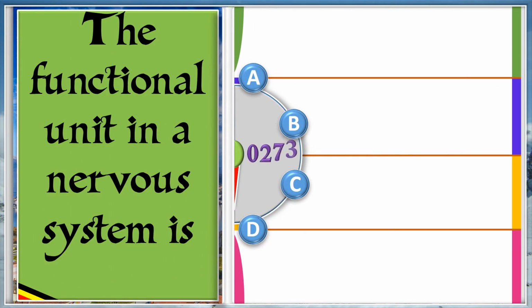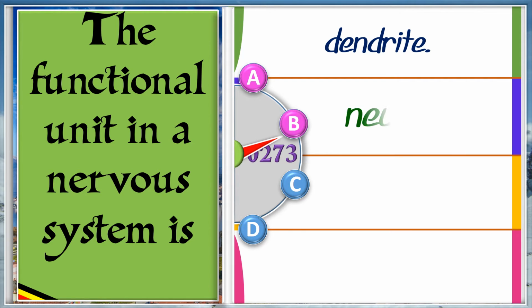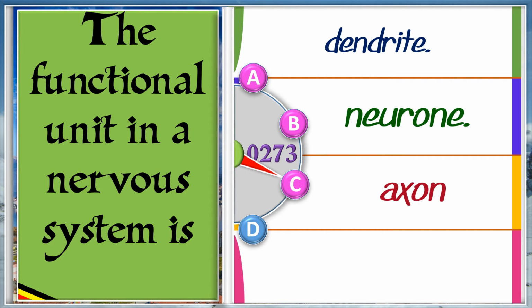The functional unit in a nervous system is: A. Dendrite. B. Neuron. C. Axon. D. Synapse. And the answer is B. Neuron.